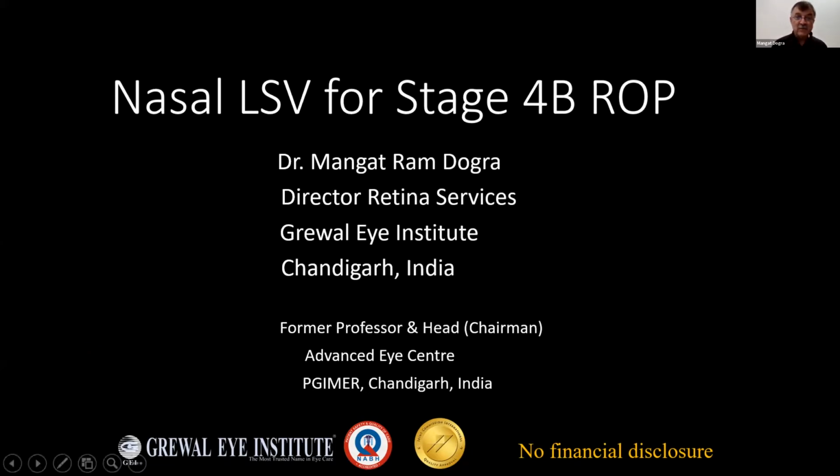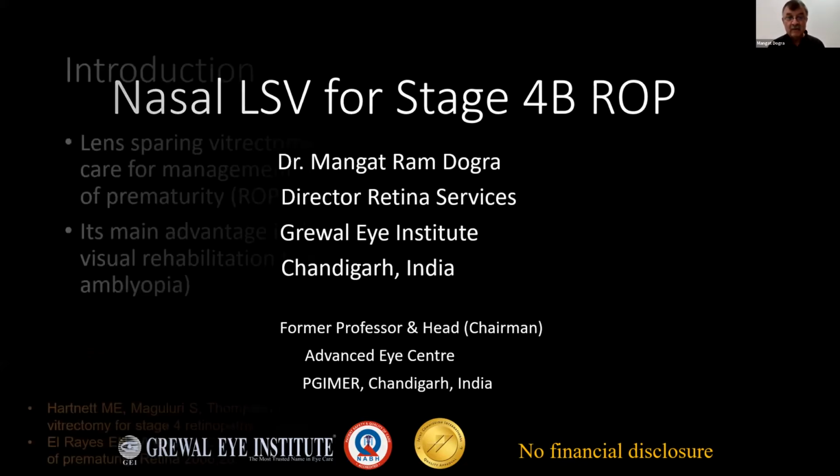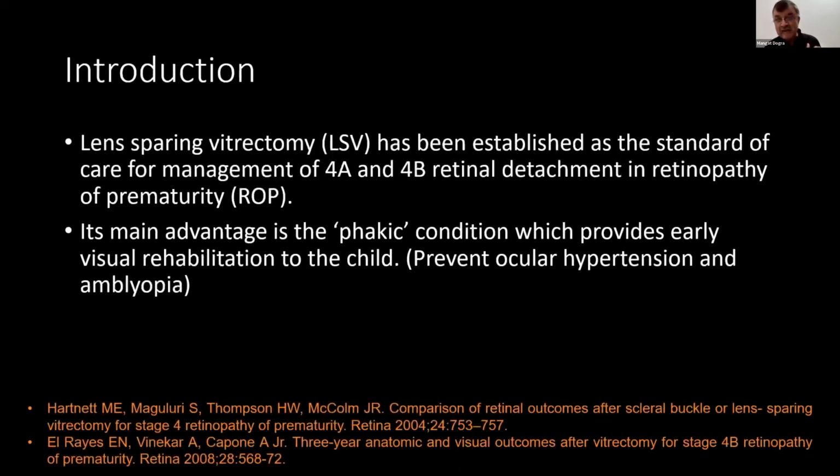So I'm just going to talk about something which I've been very, very passionate about, the nasal lens-sparing vitrectomy. The idea here is that we want to spare the lens at every cost. The reason is that the lens is so important, and we have to sacrifice the lens in many situations. The main advantage of phakic is the visual rehabilitation, which we were just talking about. And also, once the lensectomy is done, there is ocular hypertension, glaucoma, as well as amblyopia as a problem. So a lot of issues.